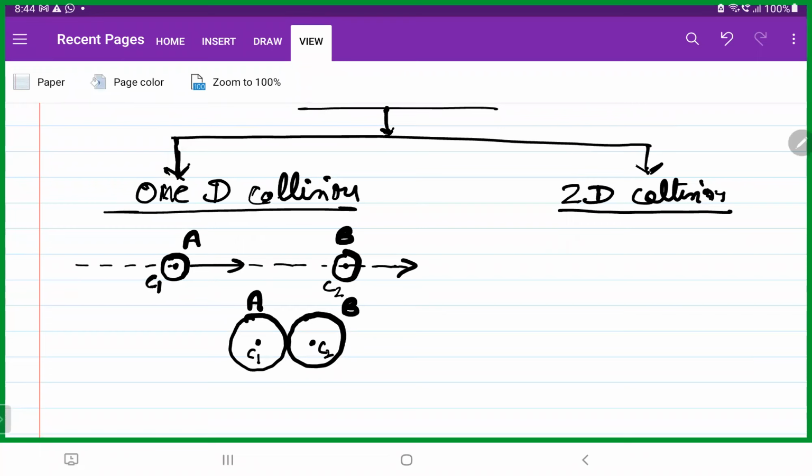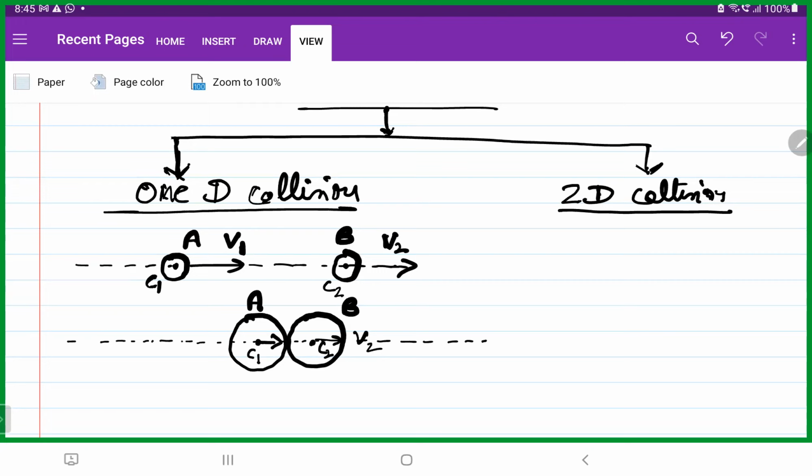Like here, let's take velocity is V1, and this velocity is V2. So V1 velocity and V2 velocity, they are in the same straight line. So when V1 and V2 are both in the same straight line, along C1, C2, then we'll say it is a 1D collision.